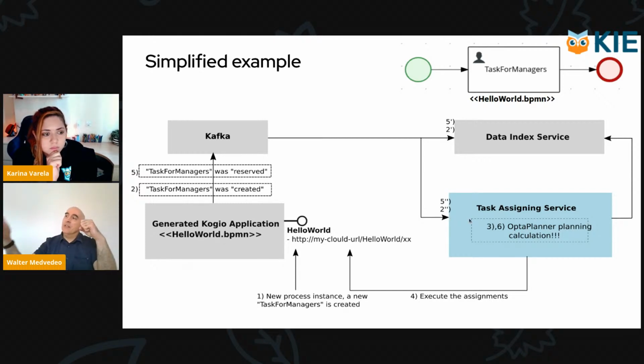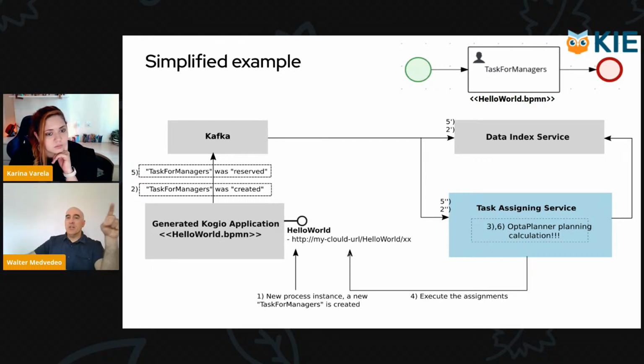What we have here is that when the task assigning service detects the Kafka cloud event, OptaPlanner automatically takes control of this event, because really OptaPlanner is the brain of all this thing. So at this moment, we detected a change. We detected that we have a new task. OptaPlanner automatically takes control and produces the proper assignments according to the optimized plan. When we have this optimized plan, we execute the necessary assignment.